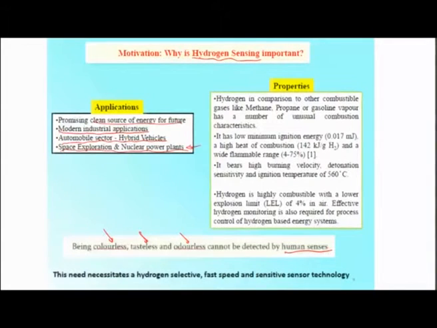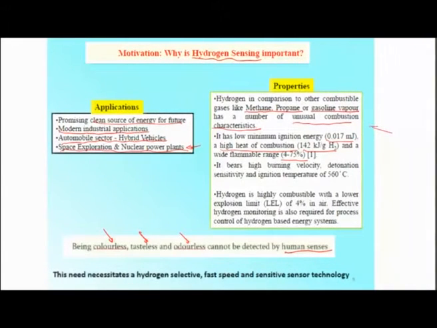But the disadvantage that hydrogen has is that, in comparison to some of the other combustible gases like methane, propane, or gasoline vapors, hydrogen, particularly being lighter in weight and having a low molecular weight, has unusual combustion characteristics, and it gets ignited very fast. Minimum ignition energy needed is only about 0.017 millijoule, and thereby, once it has been ignited, it results in a very high heat of combustion, of the extent of about 142 kilojoule per gram, and again a wide flammable range of 4 to 75%.